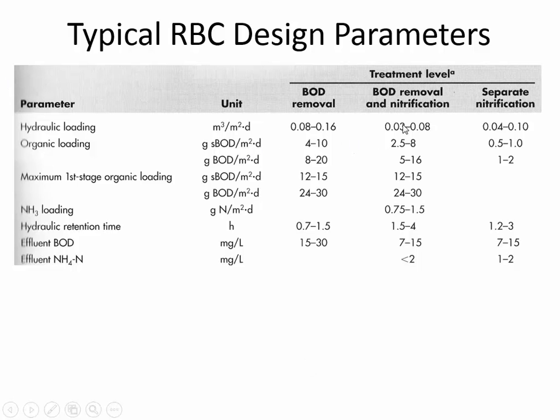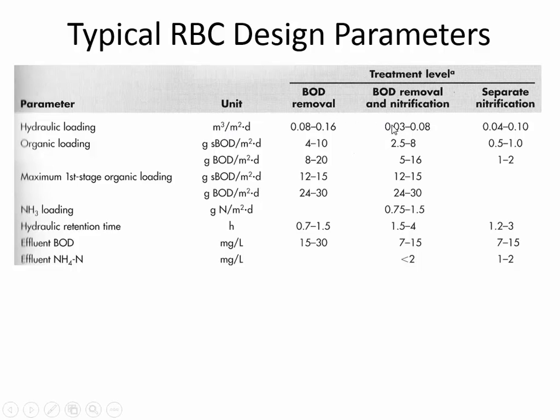And so here it's showing that the typical design approach is to have a loading rate specified, a hydraulic loading rate and an organic loading rate, same as what we had with a trickling filter, where the organic loading rate is the mass of BOD per square meter of surface area of the rotating biological contactor, and the hydraulic loading rate is going to be cubic meters per day of volume of wastewater per square meter of surface area.